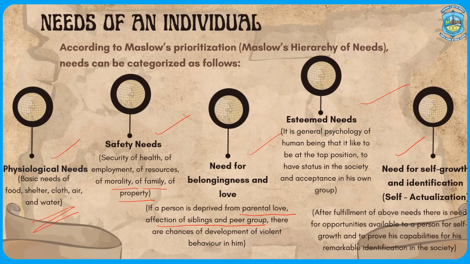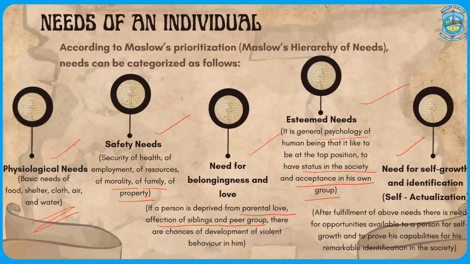Then the second last need is esteem needs, which focuses on our self-esteem. How our self-esteem increases when we have some kind of status in society or acceptance from our own group. It is the general psychology of human beings to like to be at the top position, having a status in society and also acceptance from their own group. That is the thing that will increase our self-esteem. So all those kinds of needs come under esteem needs.